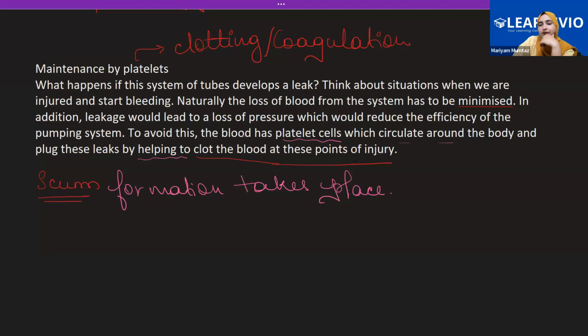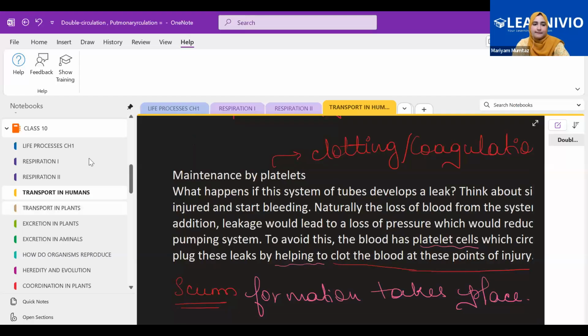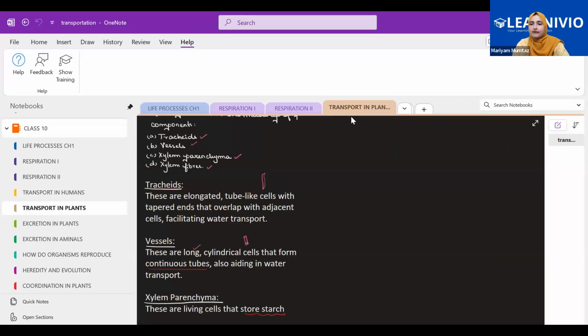Okay. So with this, the whole entire thing that you needed to know about transportation in the case of human beings is completed. Anything you want to ask? You can ask me. Systole and diastole, can you explain it again? Which one? Systolic and diastolic.